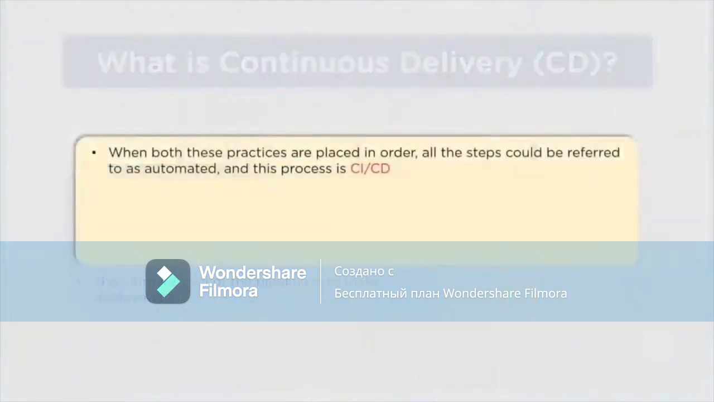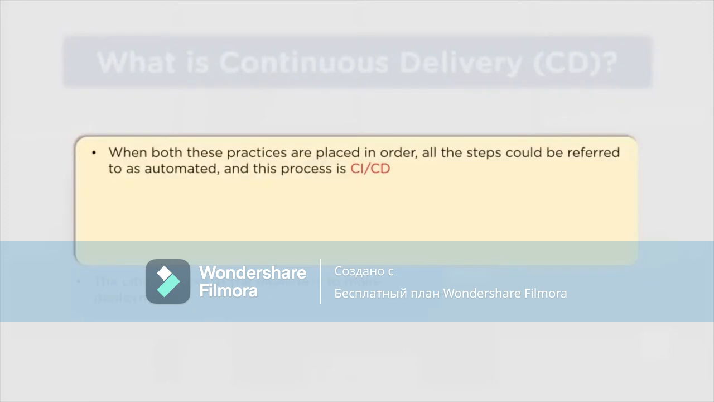Right? So when both these practices are put together in an order, all the steps can be referred to as a complete automated process, and this process is known as CI/CD. When we are working on this automation, we are looking at how the automation needs to be done, and since it's CI/CD automation, the end result is build and deployment automation. So you will be taking care of the build, the test cases, and the deployment as well.